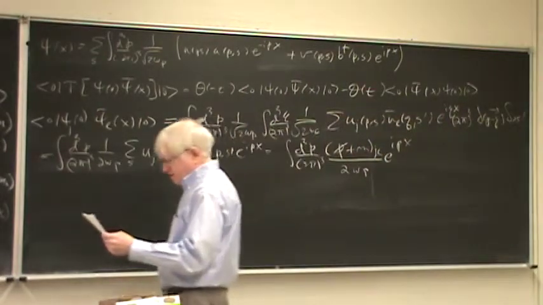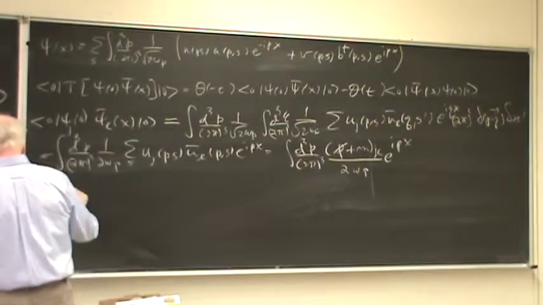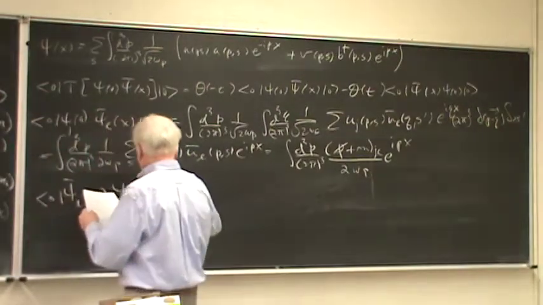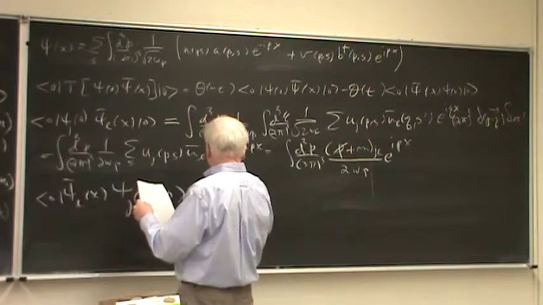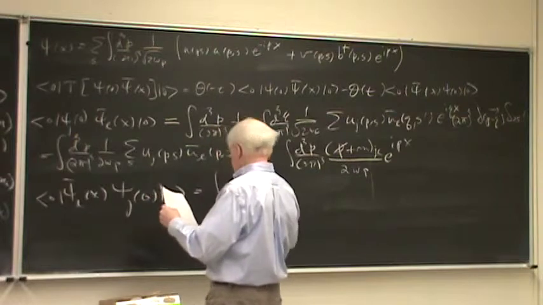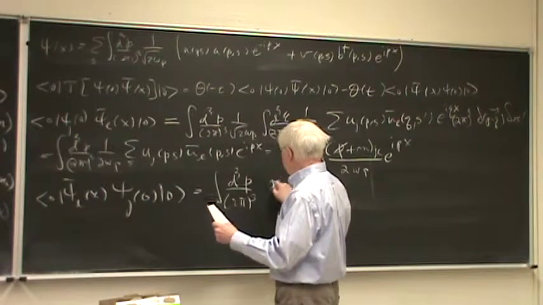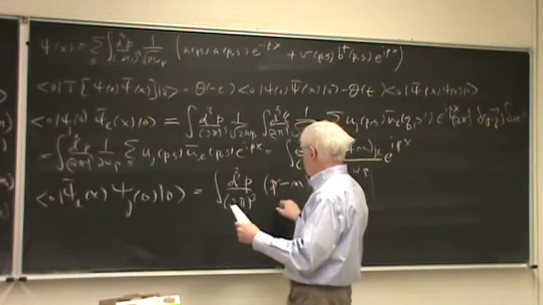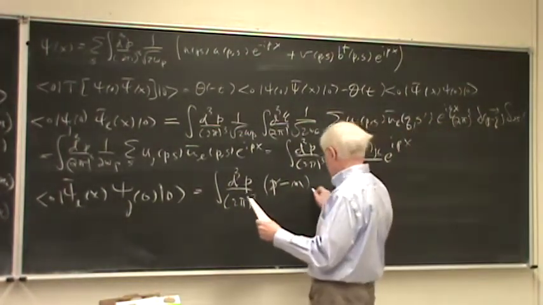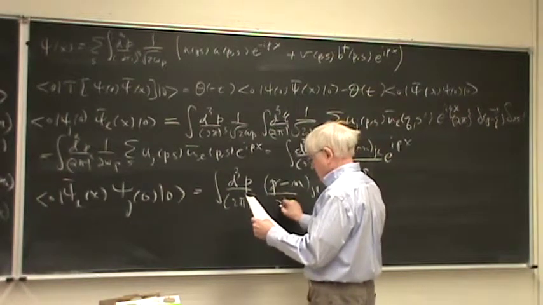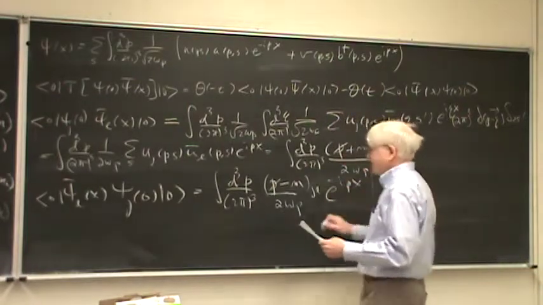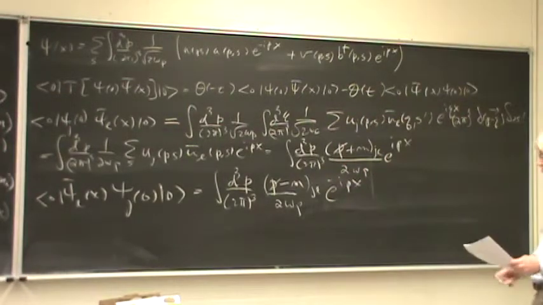Okay, and the second term is 0 psi L bar of x psi j of 0 vacuum. And this, I'll just go right to the end. It's 2 pi cubed in the denominator, d cubed p. And because it's the v spinors for the antiparticles, it's p slash minus m jl over 2 omega p e to the minus I px, and the minus sign is because of the antiparticles.